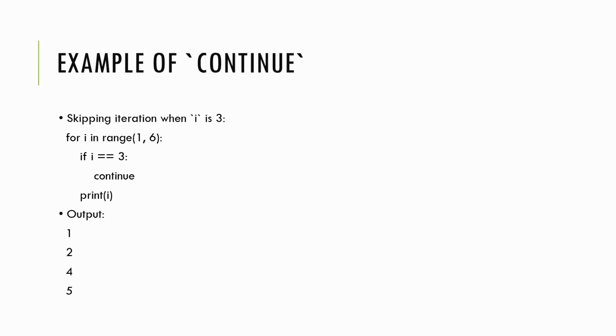On the other hand, the continue statement skips the current iteration and moves to the next one. In this example, when i equals 3, the loop skips printing 3 and moves directly to the next iteration, printing 1, 2, 4, and 5.